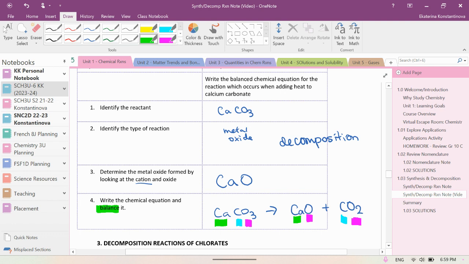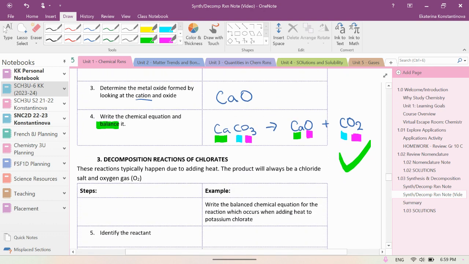1 calcium on the left, 1 calcium on the right, 1 carbon on the left, 1 carbon on the right, and 3 oxygens on the left and 3 oxygens on the right, but they're in 2 different products. Remember to count them together when you're trying to make sure it's balanced. So yes, this is balanced.